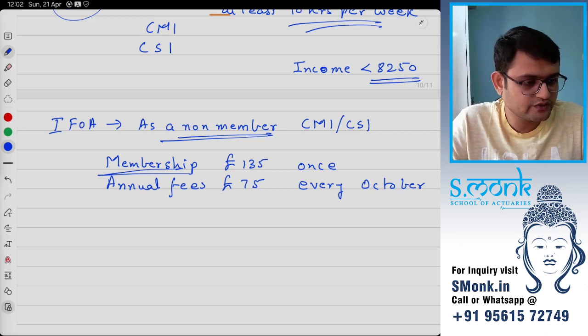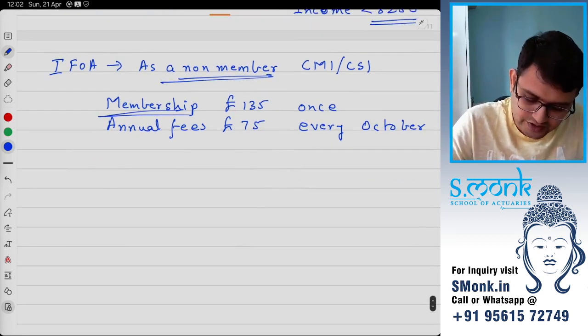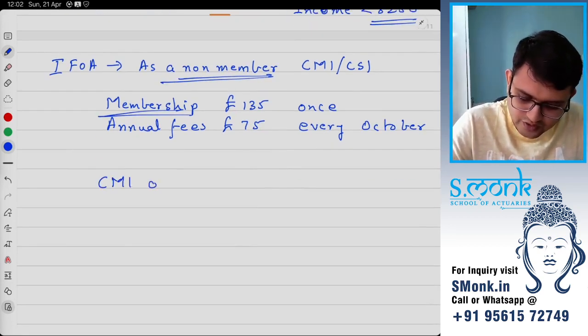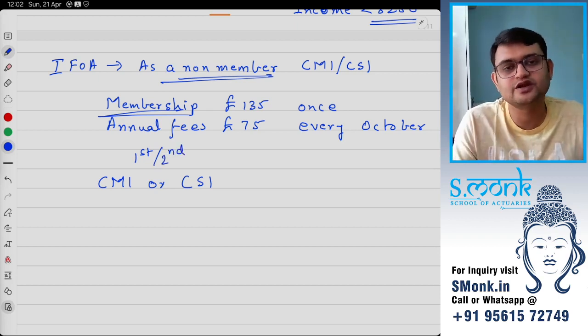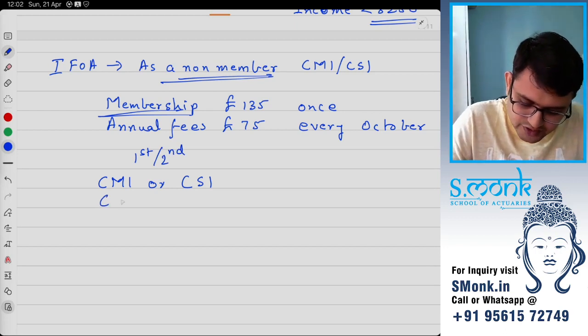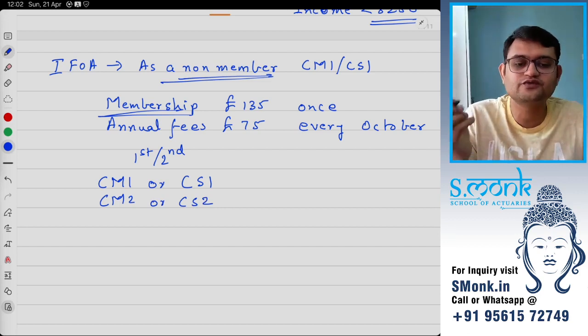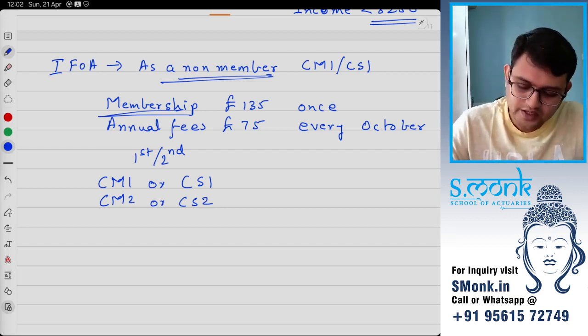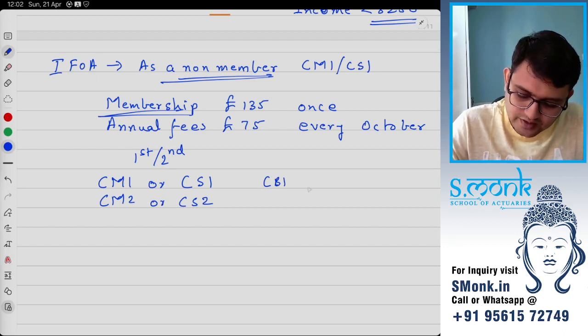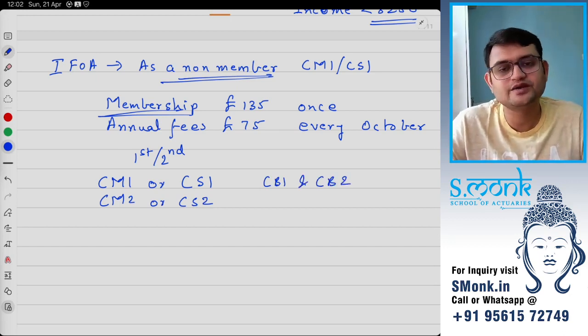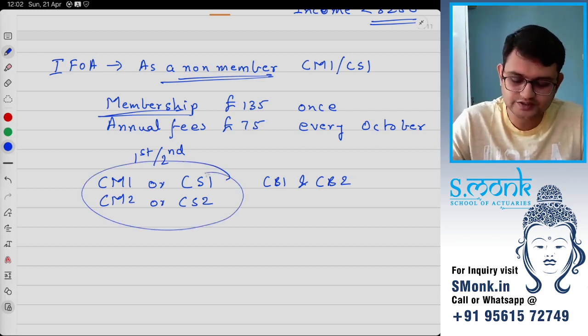So, the order of the examinations. You can give first CM1 or CS1. This is your first and second paper. Whichever you give first, the second would be the other. Then comes CM2 or CS2. Again, whichever you give third, the other would be the fourth. Then CB1 and CB2 can be given at any point in time. There is no relation to these papers.